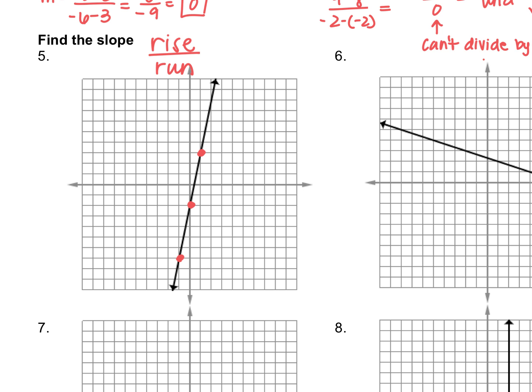So I'm going to start from the lowest point. It really doesn't matter. I'm going to go up 1, 2, 3, 4, 5, and I'm going to go right 1. So I have 5 and 1. So what is my slope? The slope is 5 over 1. It's 5.